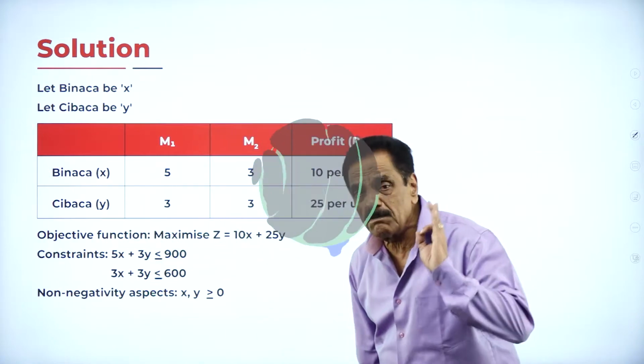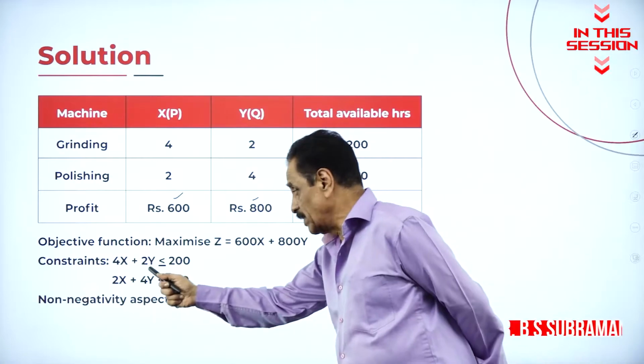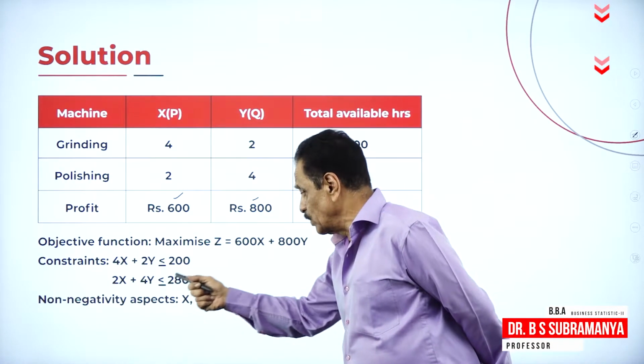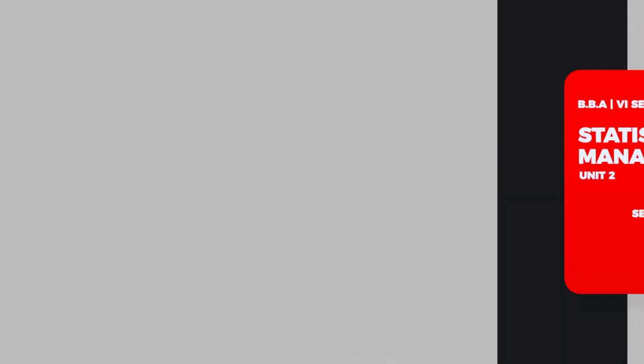So the maximum profit is represented by the letter Z. You get the equation 4x plus 2y, 2x plus 4y is 280. So x should be equal to 20, y should be equal to 60.